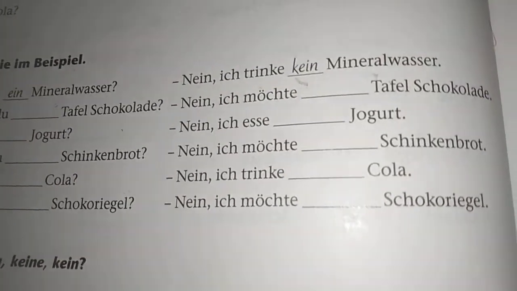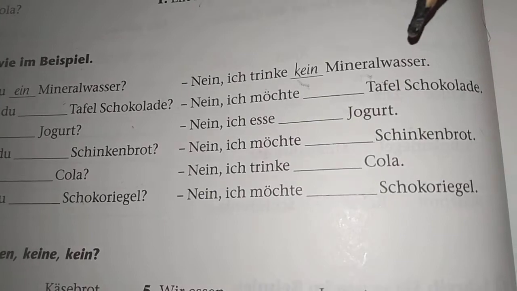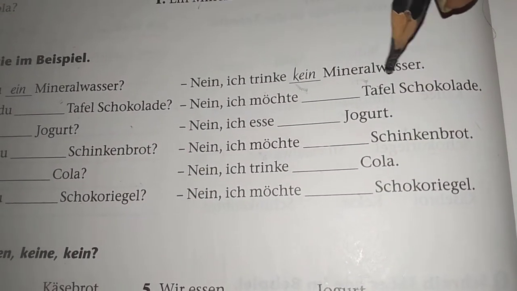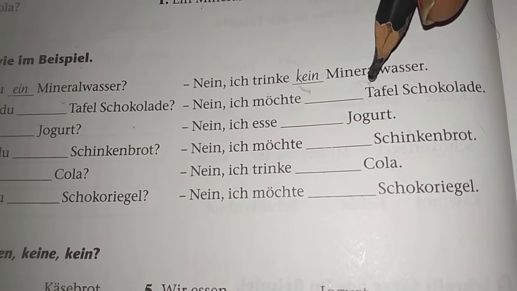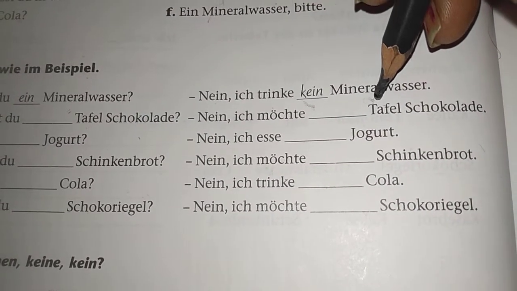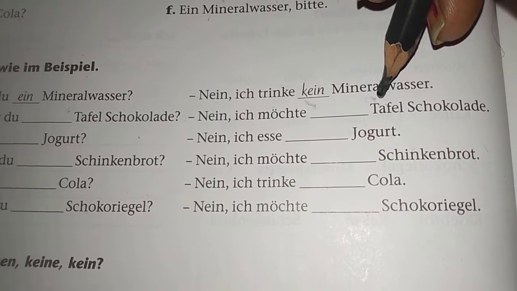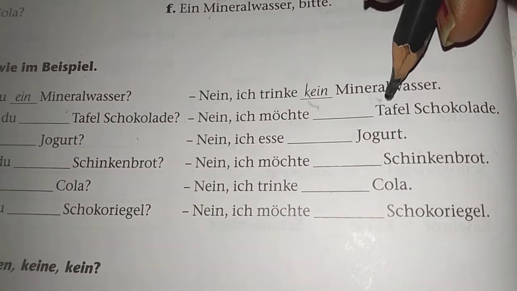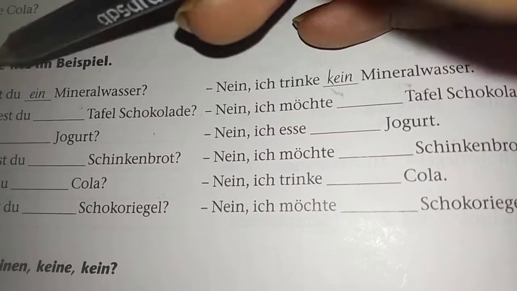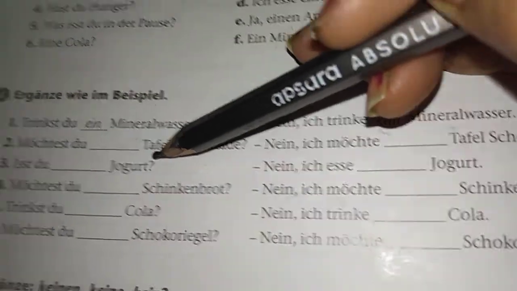Nein, ich möchte. Now I am going to negate that. I don't want that Tafel Chocolade. Now what is the article of Tafel Chocolade? It is feminine. But here we need to use the article in negation. We need to use negative accusative article, feminine article. So here it will be keine. Then let's see the third example.